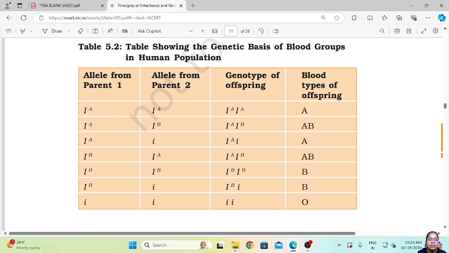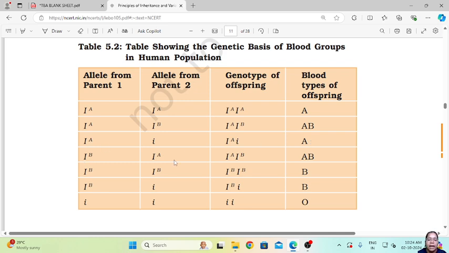If it consists of IA and IB, IA from one parent and IB from the other parent, the offspring will have both the genes, IA and IB, as the dominant ones, and we are studying codominance. The blood type will be AB. Then if one parent has IA and the second parent has small i, IA is the dominant allele and i is the recessive allele. So the offspring will have IA and small i, that is, the blood group will be A type.